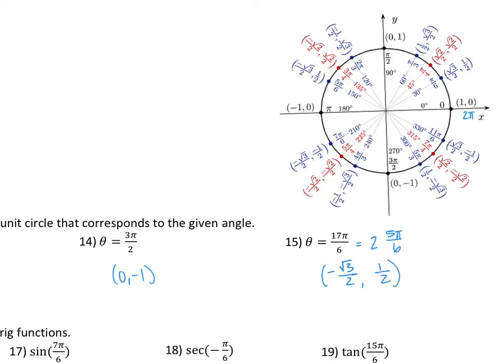So anytime you have a really big numerator, or what we call an improper fraction, write it as a mixed fraction. See how many times the number in the bottom goes into the top, and that will help you figure out where you are going to be on the unit circle.